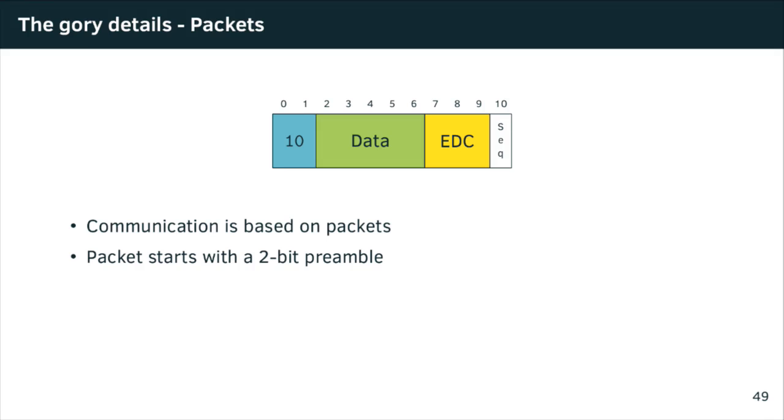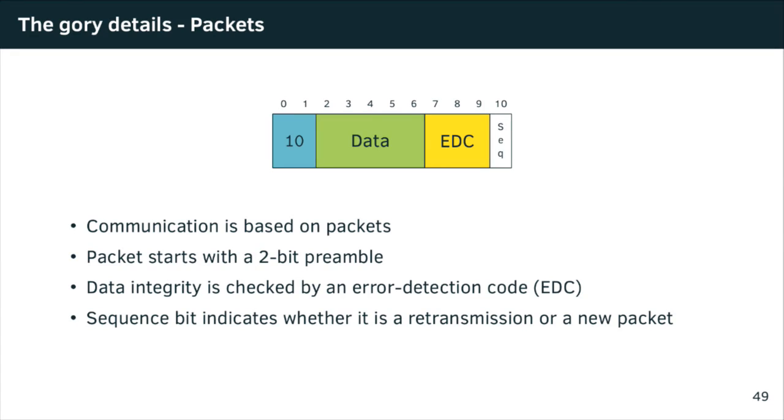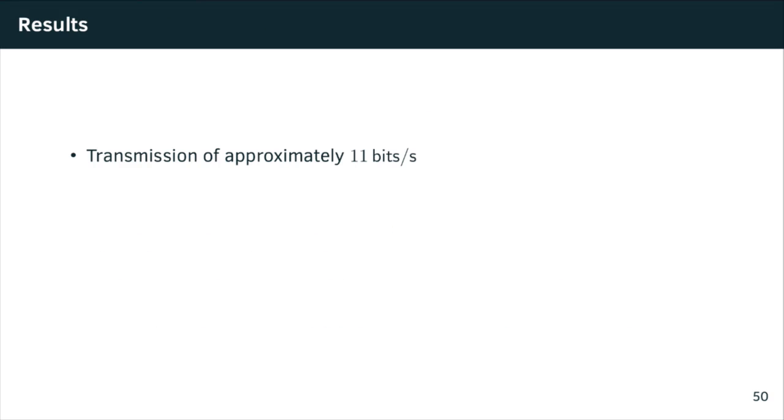So we decided to use packets here with a 2-bit preamble to see that there's a packet starting, with error detection codes, because of course we sometimes have bit flips due to noise or scheduling interrupts. So we have an error detection in there that detects these corrupt packets. Then of course we need a sequence number to have retransmission working. And with that we can reliably transmit data. So in the demo at the beginning, we have approximately 11 bits per second. That might not sound very fast, but it's absolutely reliable. You've seen it in the beginning. We have 0% errors, and that can still be improved.